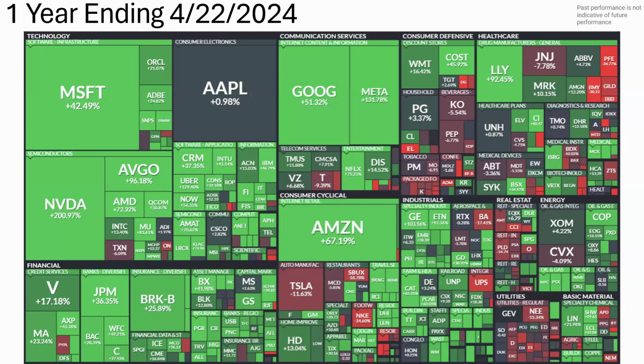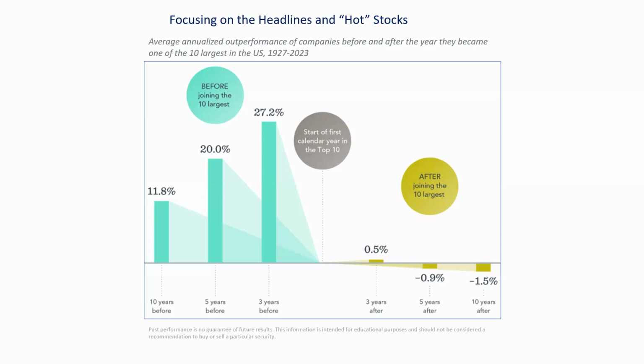But the question goes back to price and what John's chart talked about earlier. What happens? There are studies out there that show what happens to these stocks after they have really high run-ups. Do they continue to stay hot? These studies show, since 1927, the average annualized outperformance of companies before and after the year they become one of the 10 largest in the U.S.